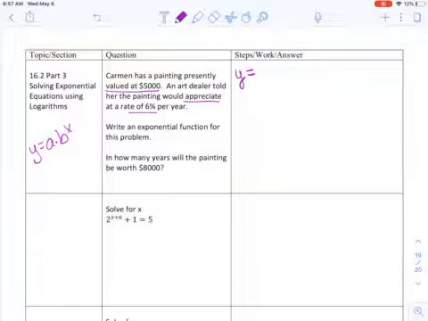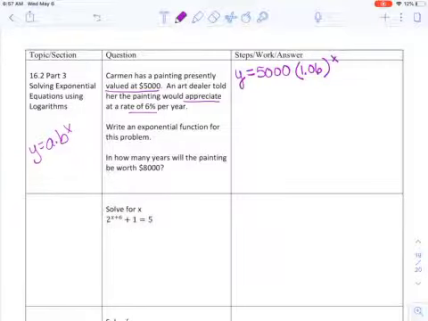Y is going to equal my initial value, which is $5,000. My b value, if it's growing at a rate of 6%, again, that's 100% of where it started with plus 6% more. 6% as a decimal, of course, is 0.06. And that's going to be to the x power.